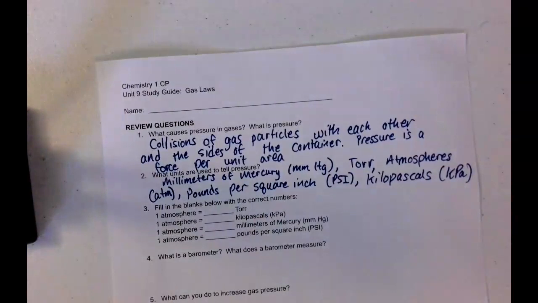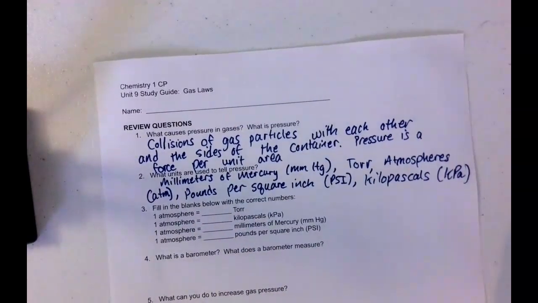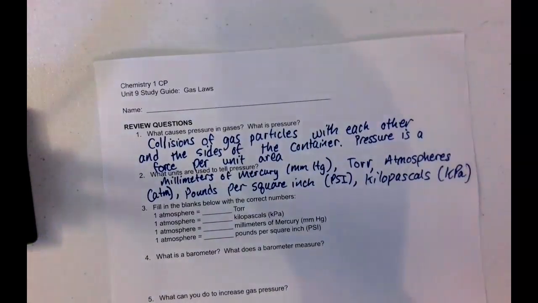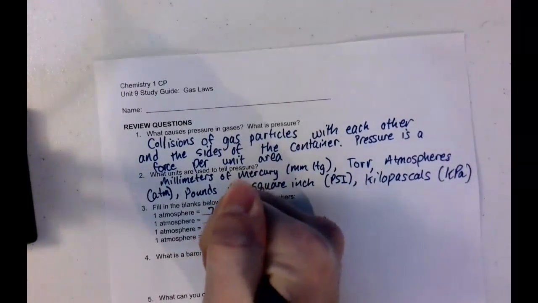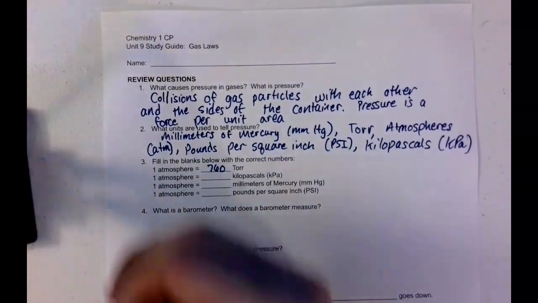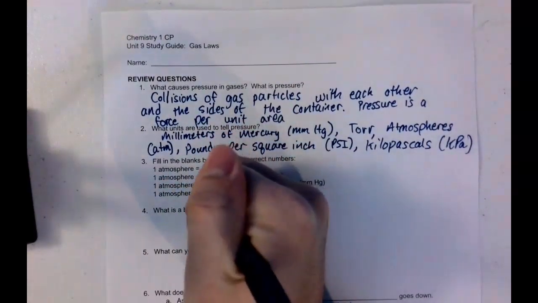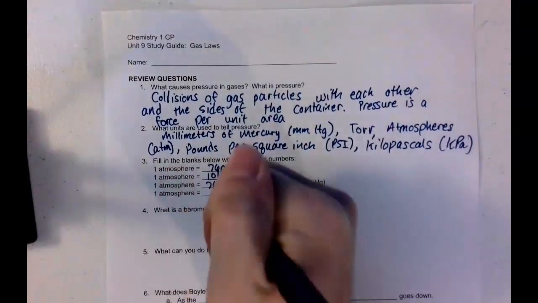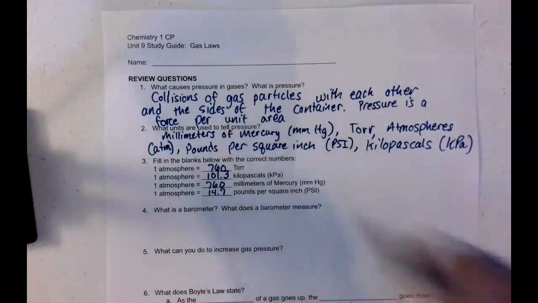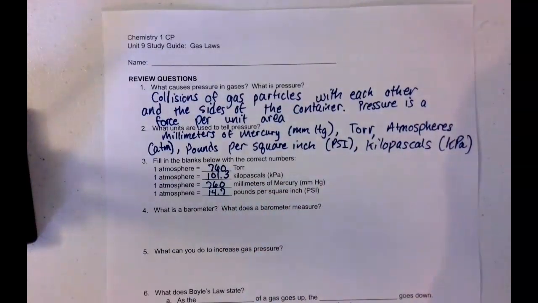Oh, and look at number 3. Fill in the blanks with the correct numbers. If you had no idea about number 2, you could have just looked at number 3 and said, oh, look, here's most of the conversions. So 1 atmosphere is going to be equal to 760 torr. 1 atmosphere is going to be equal to, the magic number here is 101.3. The next one is, again, 760. And then 1 atmosphere is going to be equal to 14.7 pounds per square inch. And I'll give you all of these on a test or something like that.